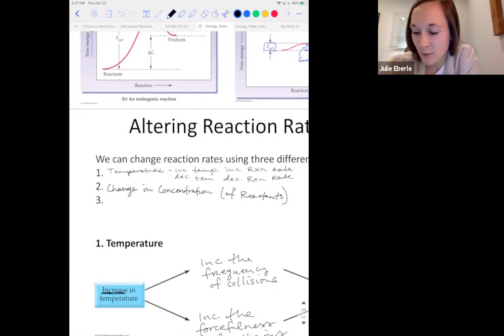All right, so that's one. We'll look at that in just a second. I'm going to go ahead and write the third one in as well. Catalyst. The third way we can change a reaction rate is with a catalyst. Has anybody ever heard this word before, a catalyst? There's a very biology-ish term we use for the word catalyst. Anybody know what it is?